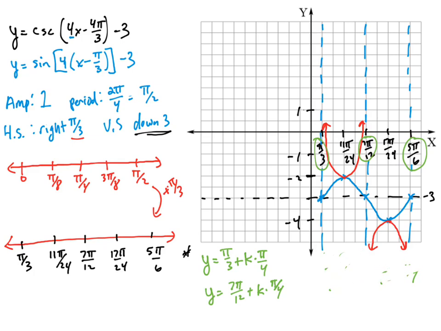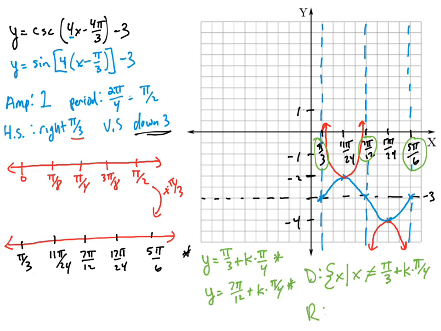And then lastly, let's discuss what the domain and range are. So the domain here is going to be all x such that x does not equal one of these equations for the asymptotes. So all x except for pi over 3 plus k times pi over 4.